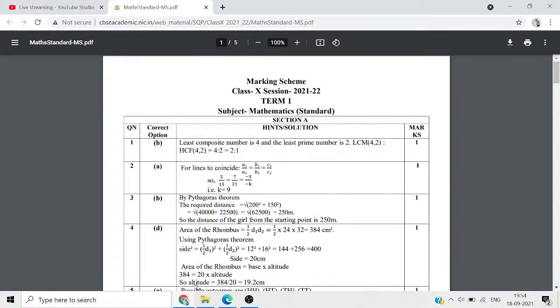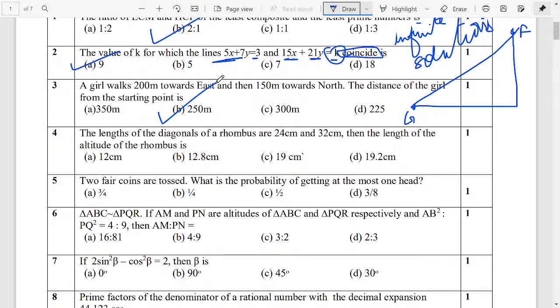Required distance is the square root of 200 squared plus 150 squared, that is equal to 40,000 plus 22,500, that is equal to the square root of 62,500, that is 250 meters. So the distance is 250 meters. This was easy, calculation based, not conceptual based. Simple Pythagoras theorem formula that you've been learning since your lower grade. You have to apply that and it will be very easy for you to solve.